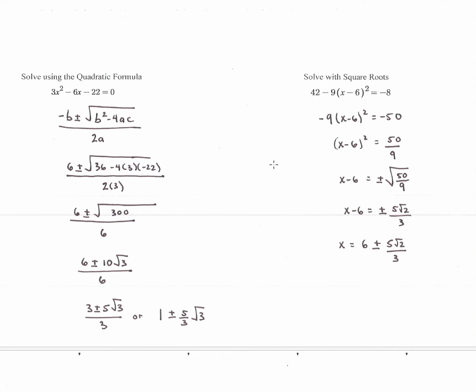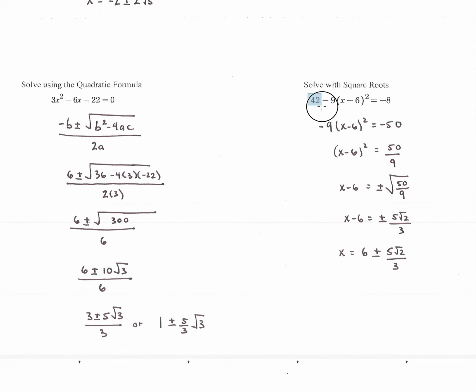Solving with square roots. I'm going to subtract 42 from both sides to get it over there. Then I'm going to divide by -9. -50 divided by -9 is just 50 over 9. Then once I get to this point, then I'm going to take square roots. Don't take square roots right away. Get rid of stuff first.